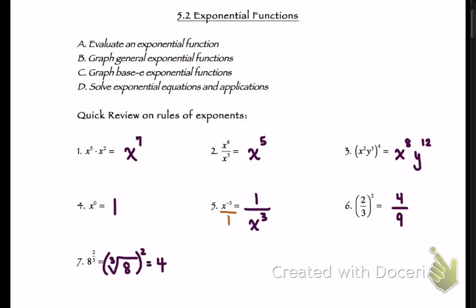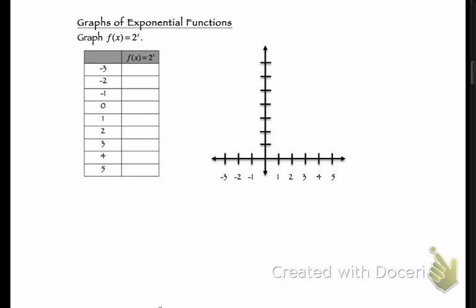Alright, so now that we've reviewed exponents, let's talk about how to graph exponential functions. Notice we call them exponential functions because our exponent is always going to be a variable. Okay, exponent is always going to be a variable with exponential functions. So what I want you to do is I want to kind of fill out this XY chart. So think 2 to the negative third power.